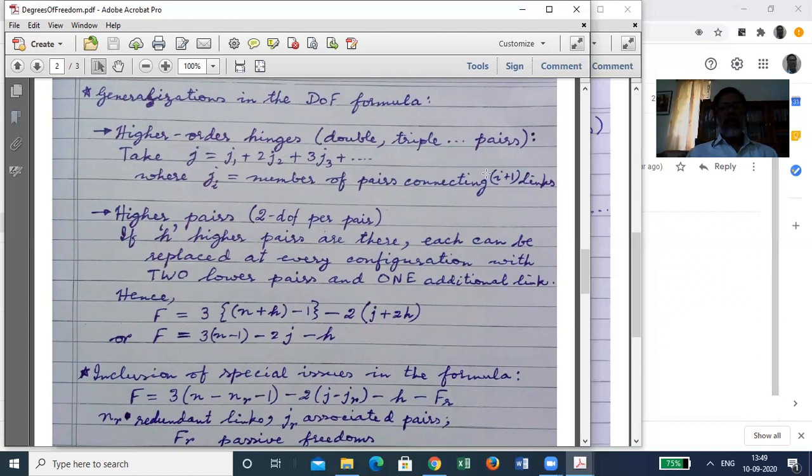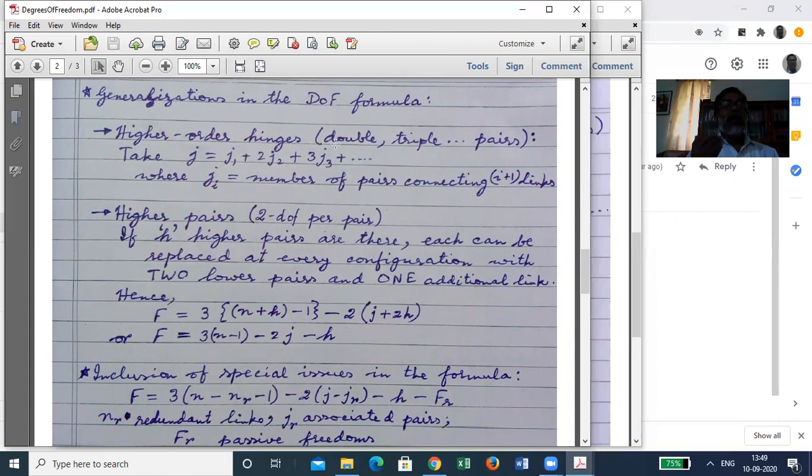connecting i plus 1 links. So a simple pair, which is equivalent to one pair, okay, in the formula, will connect two links. A double pair will connect three links. So for three, you add two, count that as two pairs, and so on. So this will be very simple. And use the same formula this way.